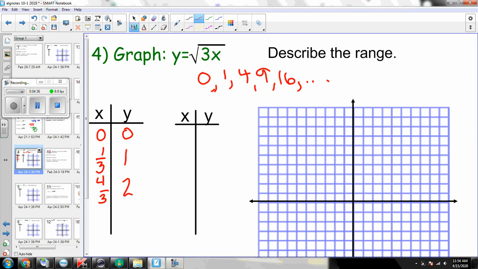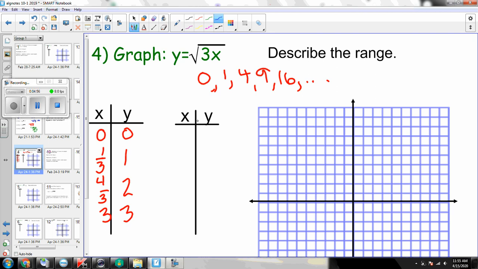If I try to make the number under the radical 9, so that when I take the square root of 9, I get a whole number 3, I would let x be 3. 3 times 3 is 9. The square root of 9 is 3.